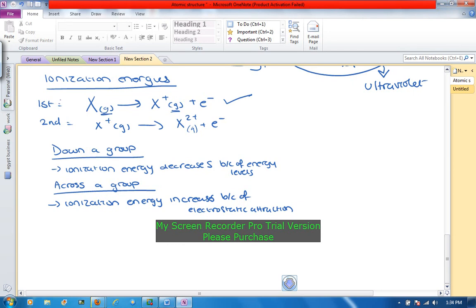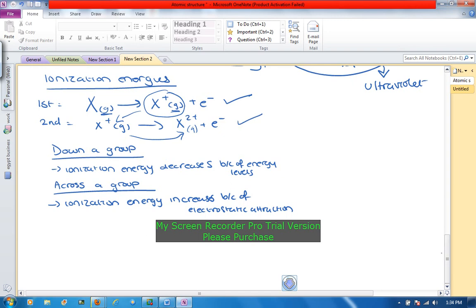If it asks you for the first ionization energy, this is the formula you give. If they ask you for the second ionization energy, you always take the product of the first, put it here, and then you take off an electron. It's just really easy.